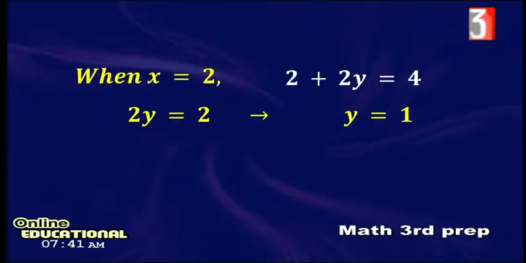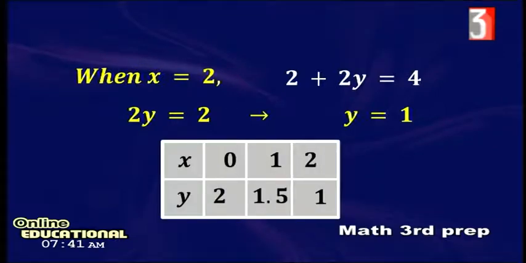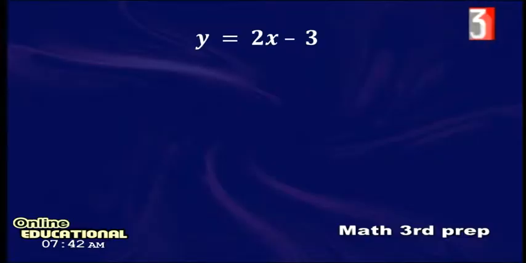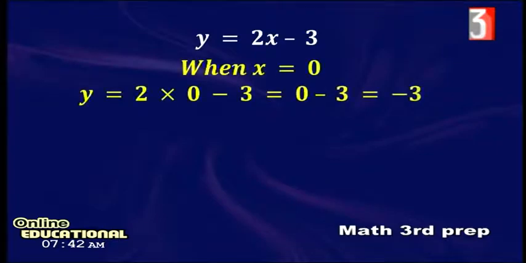So we are going to plot the table as follows. As x equals 0, y equals 2. As x equals 1, y equals 1.5. And when x equals 2, the value of y will be 1. Try to plot the graph for such relation graphically. So we are going to substitute for the values of x in the second equation. When x equals 0, then y equals 2 times 0 minus 3, to obtain 0 minus 3, which gives negative 3. What about the value of y when x equals 1?